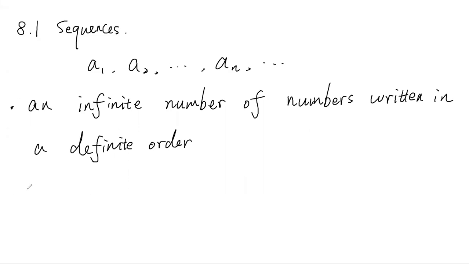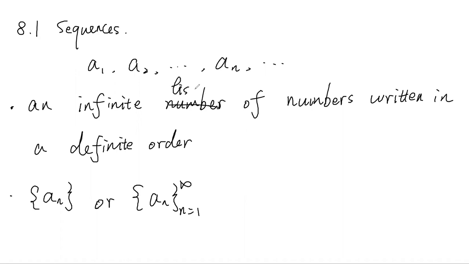Usually we write it as a brace with an in it, where an usually has a formula or some description of it. Sometimes we can even add a subscript and a superscript to describe where it starts and where it ends. So it starts from 1 and ends at infinity. It's an infinite list of numbers, but it's written in a definite order.